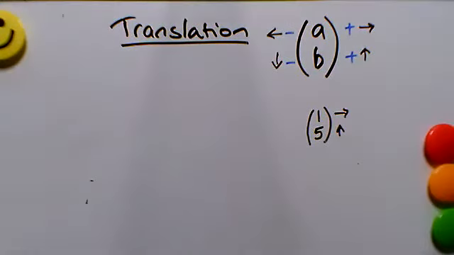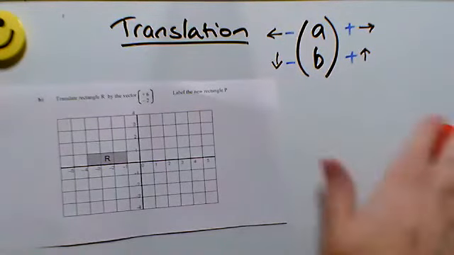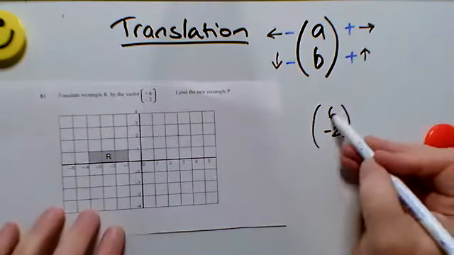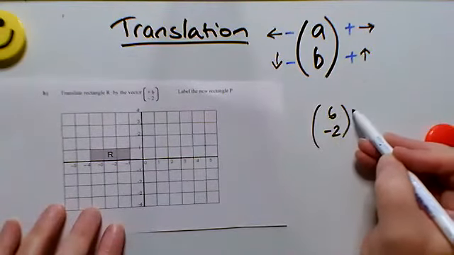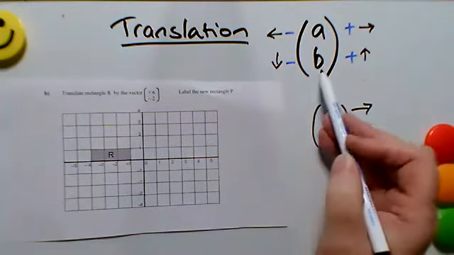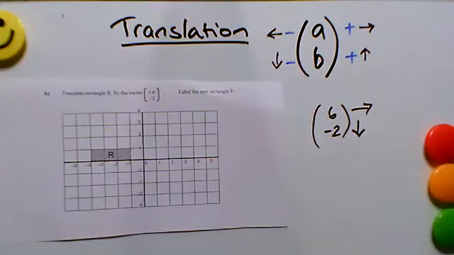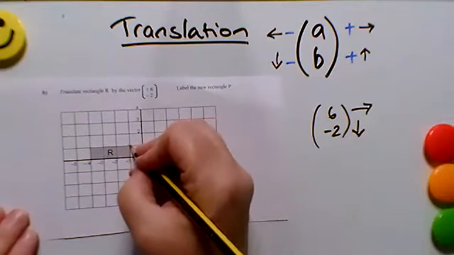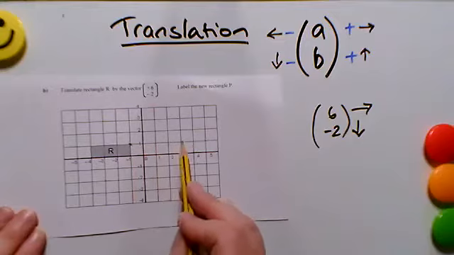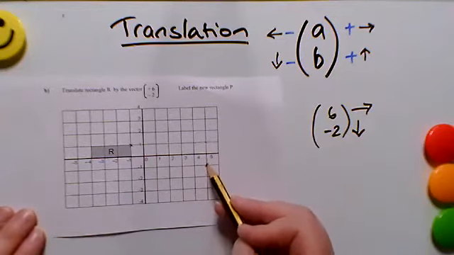Right, let's have another example. This time we have a rectangle, and the vector that we've been given is the vector (6, -2). So the top number tells me that I'm going to go 6 positions to the right because it's positive. The -2, well, this time the negative part tells me this would now go 2 positions down. So if we start with this vertex here, I'm going to move it 6 positions, 3, 4, 5, 6 to the right, and then 1, 2 positions down.